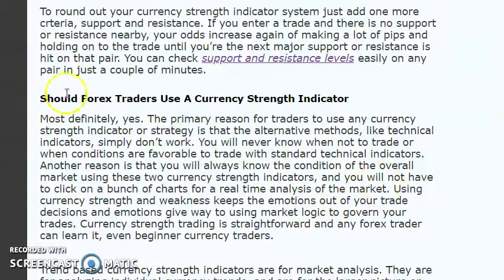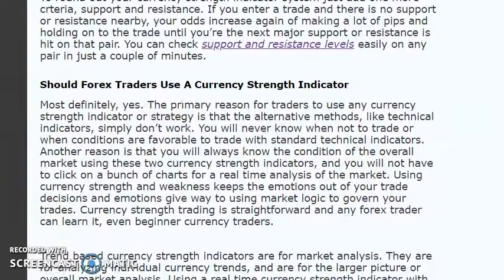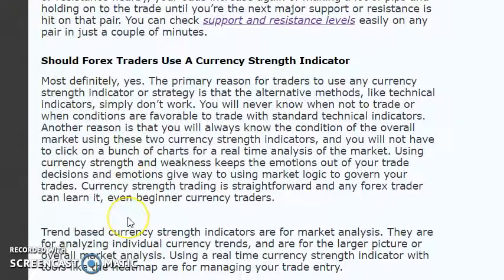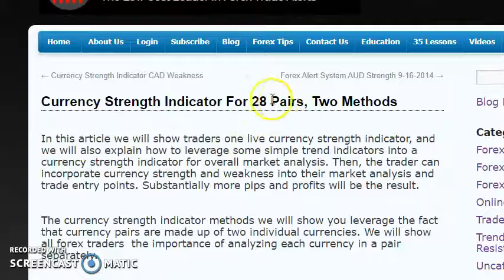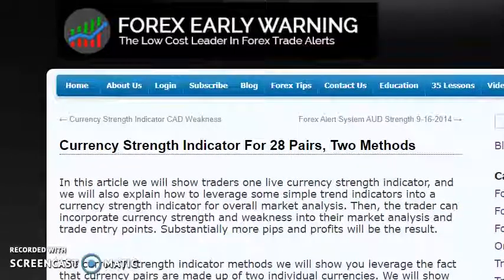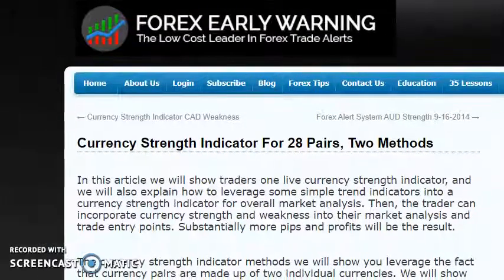So should Forex traders use a currency strength indicator? Well, absolutely. You've got to get rid of the technical indicators. You have to analyze the trends by individual currency, and once you switch to individual currency concepts rather than technical indicators, your trading accuracy will just go straight up, and you'll start to make a lot more pips across more pairs, up to 28 currency pairs and 8 currencies, not just trading the Euro USD all the time, which doesn't work very well either. So this is 2 different currency strength indicators for 8 currencies and 28 pairs. And this article is on our blog at forexearlywarning.com.